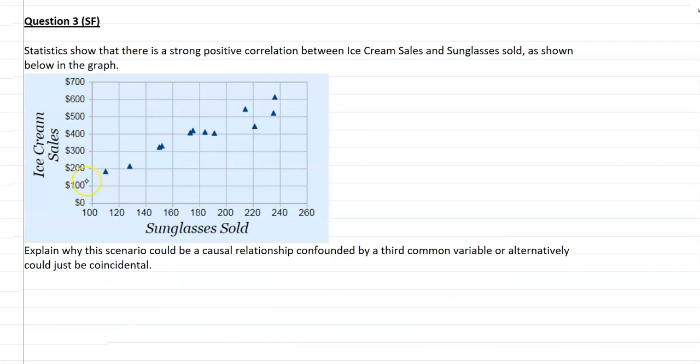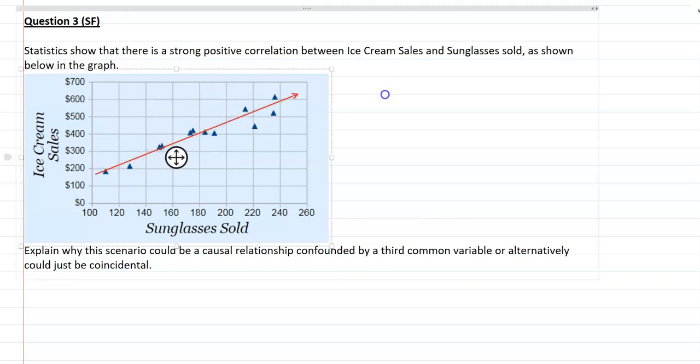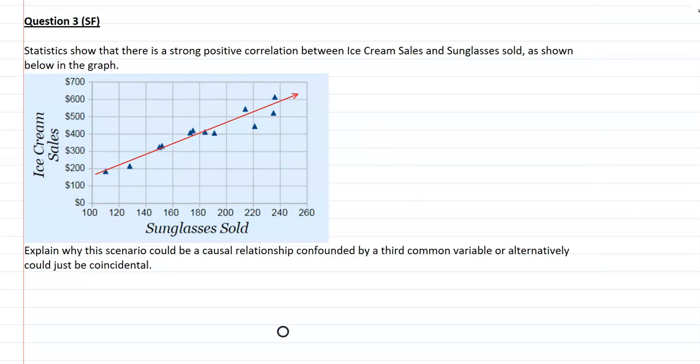Question 3, we're seeing here that there's a strong positive correlation between ice cream sales and sunglasses sold. You can see that in the graph below. It's fairly strong correlation because if I was to draw a line of best fit there, you can see that the data points would fit it quite closely. Your job is to explain why this scenario could be a causal relationship, confounded by a third common variable, or alternatively just be coincidental.